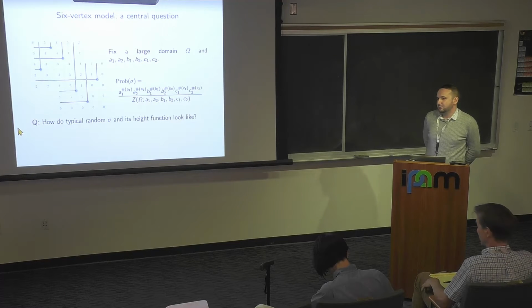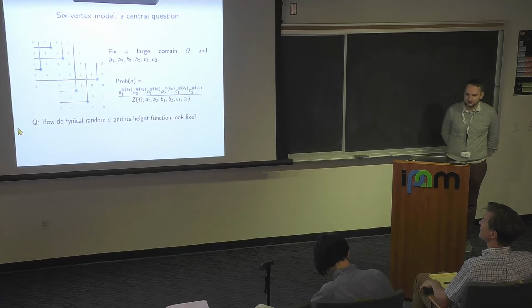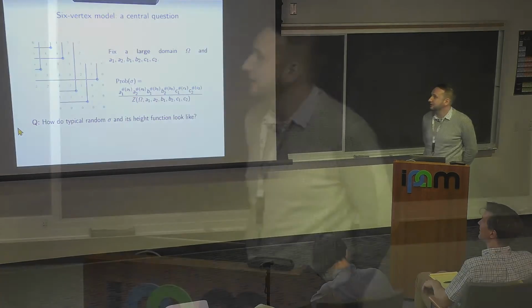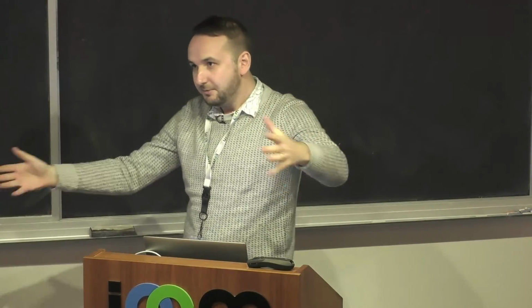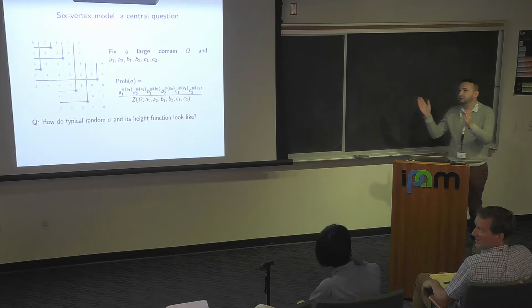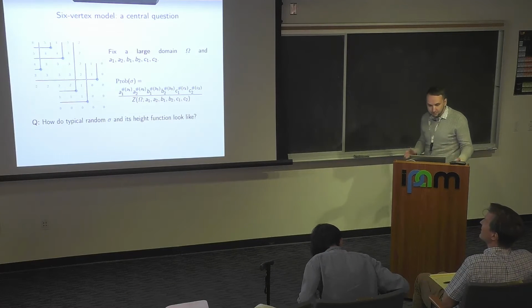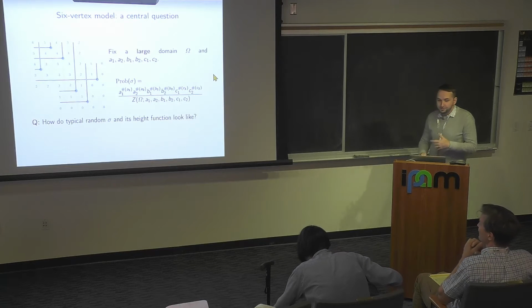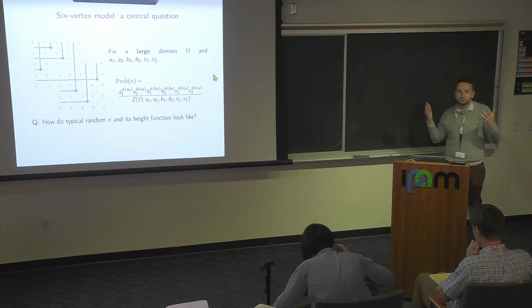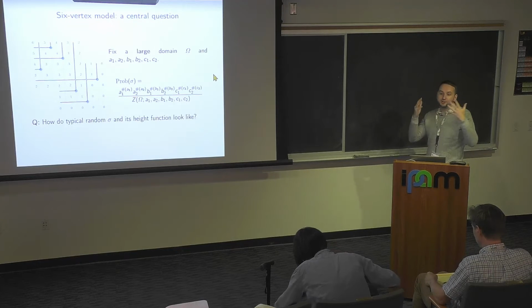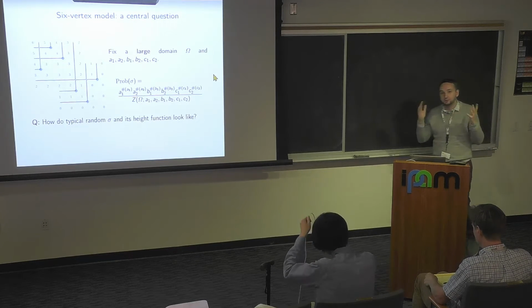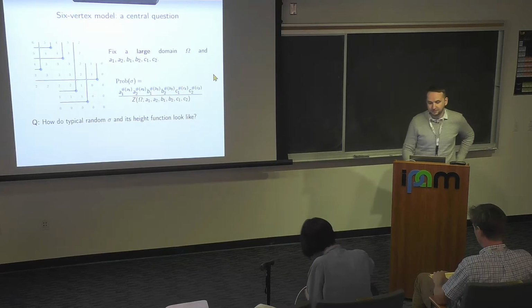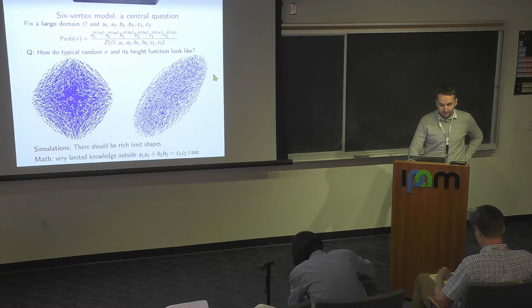OK, so one of the central questions, at least from my perspective, for the six-vertex model would sound as follows. You take some very large domain, and you say something about the boundary conditions, so how the paths should be entering and leaving it. And you fix your 6 parameters, A1, A2, B1, B2, C1, C2. And you sample your configuration according to this probability measure. And then you're trying to understand how a typical random configuration, or the height function of this typical random configuration, will look. So that's, for me, an important question about the six-vertex model.